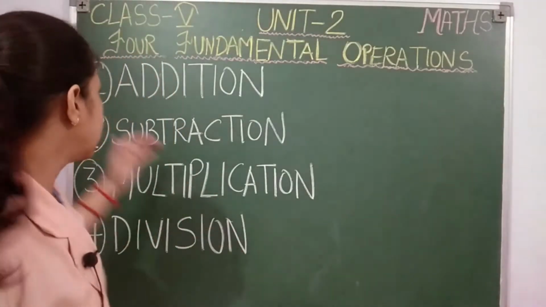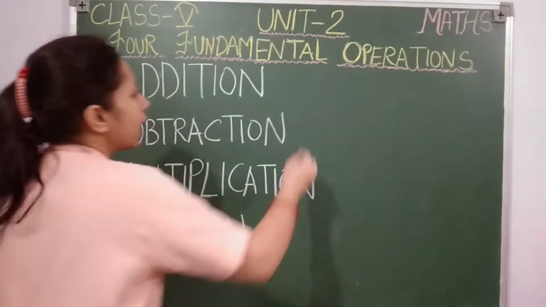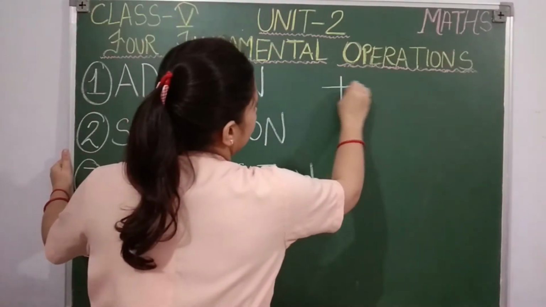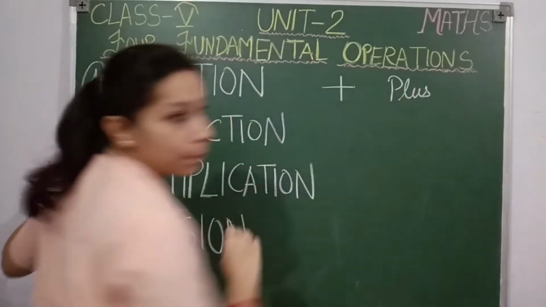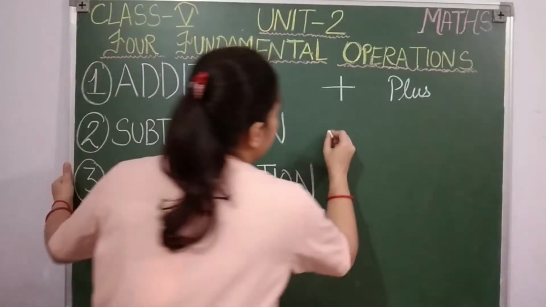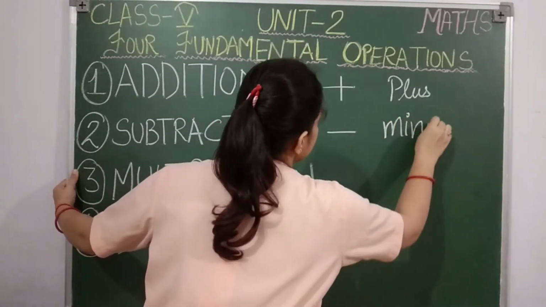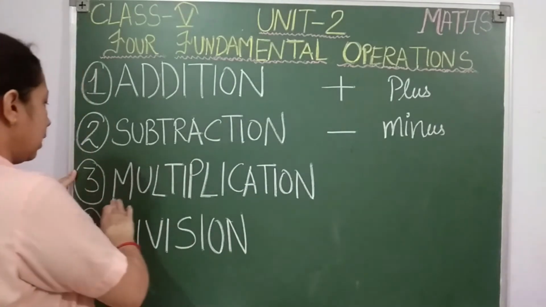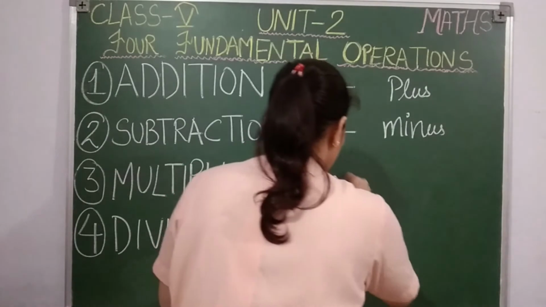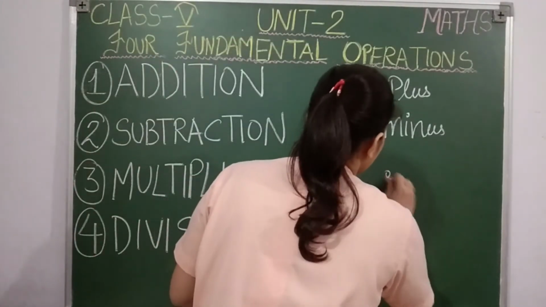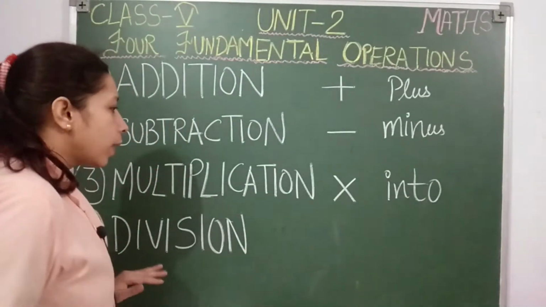So students, these are the 4 fundamental operations. First one is addition. Which sign do we use for addition? This one. Okay, and we call it plus. For subtraction, like this, and this sign is known as minus. Then the third operation is multiplication. For multiplication, we use this symbol, and this is known as into, isn't it? And last one, division.